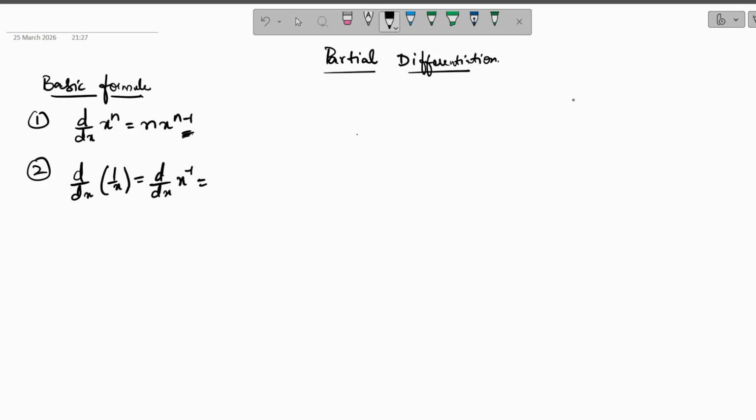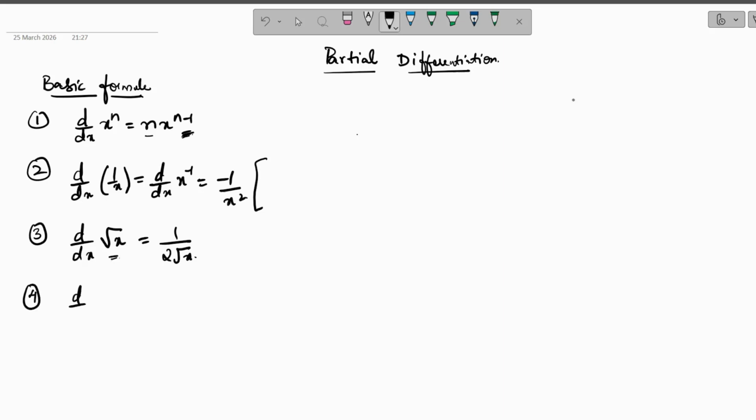d by dx of x to the power of n is equals to n x to the power of n minus 1. This is the basic formula. So as per this, differentiation of 1 by x is minus 1 divided by x squared. Next, the differentiation of root x is 1 by 2 root x. You have to write this as x to the power of 1 by 2.